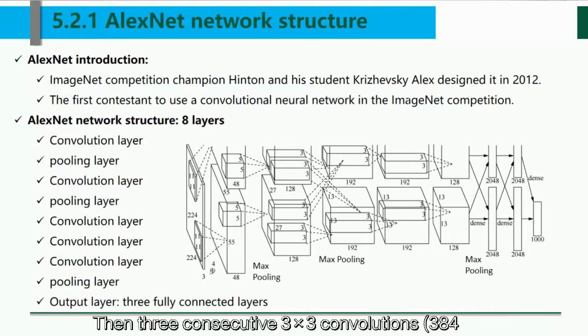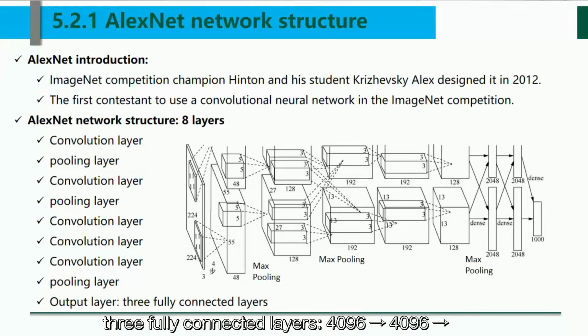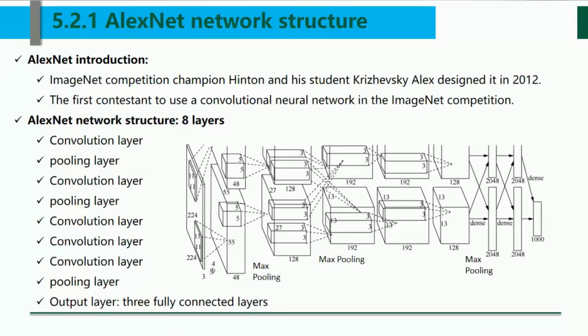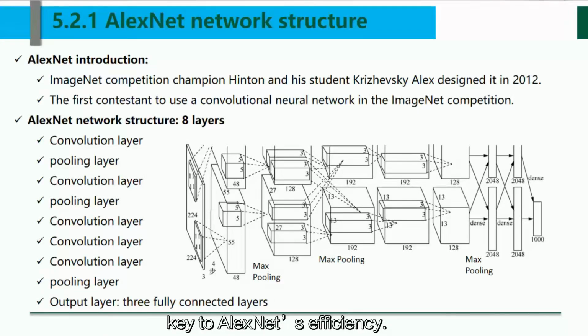Then 3 consecutive 3 multiplied by 3 convolutions, 384, 384, 256 kernels. Same padding, keeping 13 multiplied by 13 size. Third pooling, output 6 multiplied by 6 multiplied by 256. Finally, 3 fully connected layers, 4096, 4096, and 1000 for ImageNet's 1000 classes. The max pooling labels on the diagram clearly mark where downsizing happens. This is key to AlexNet's efficiency.